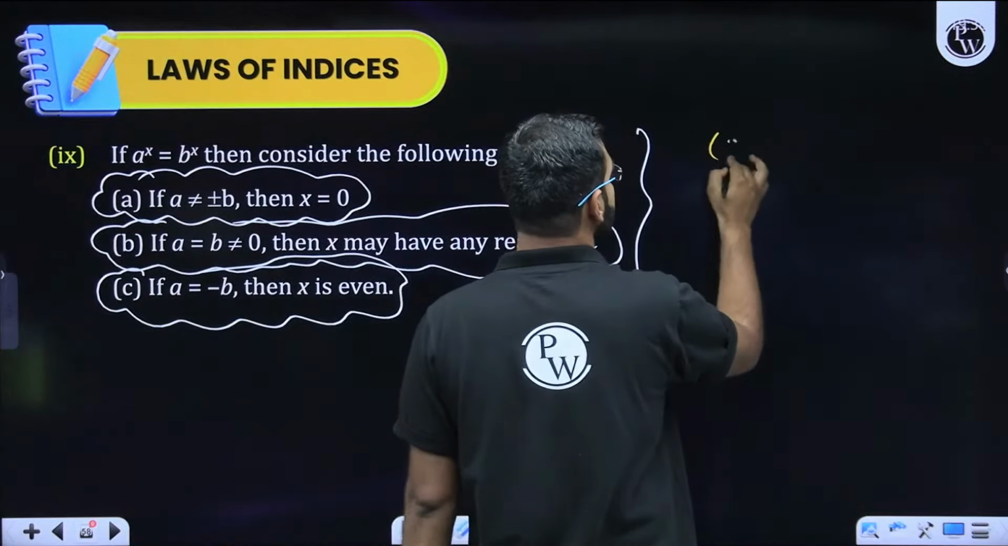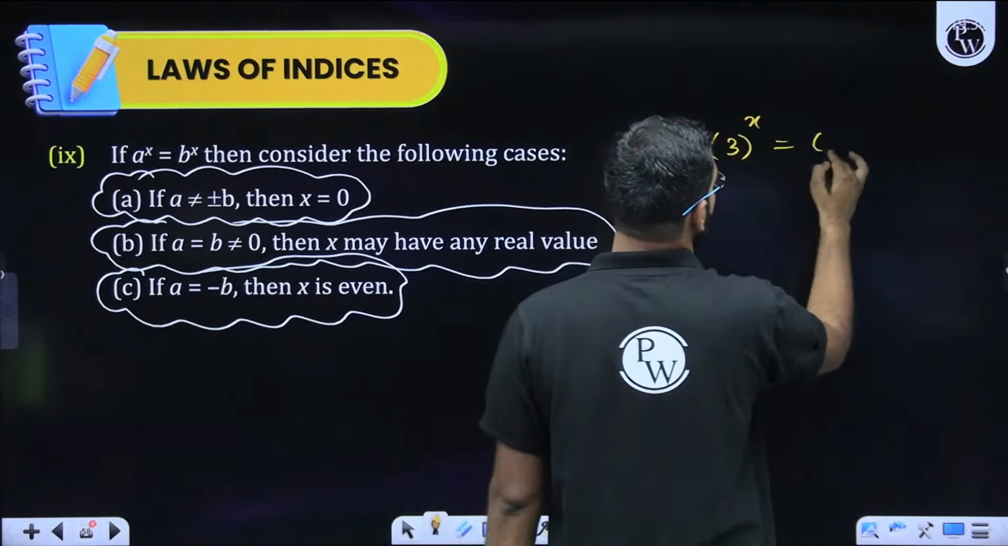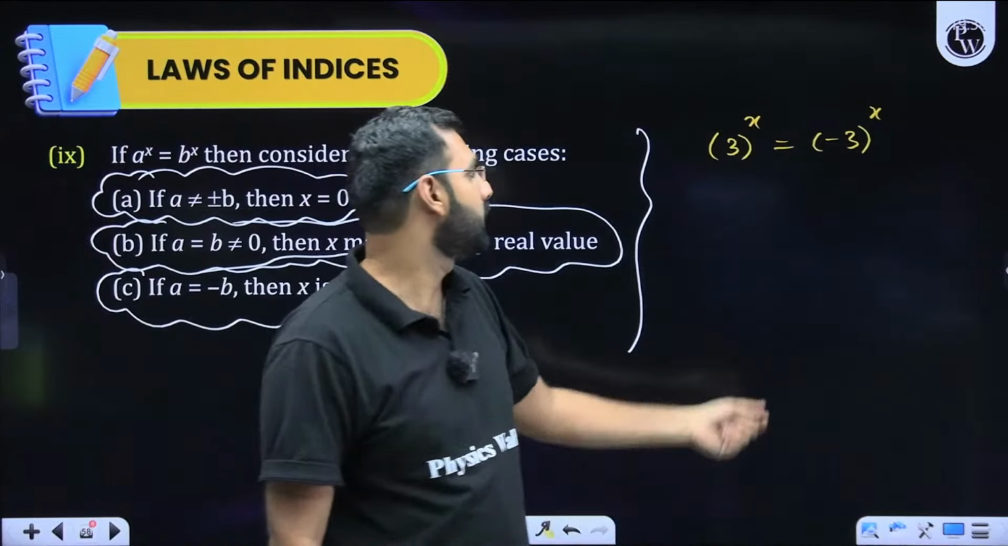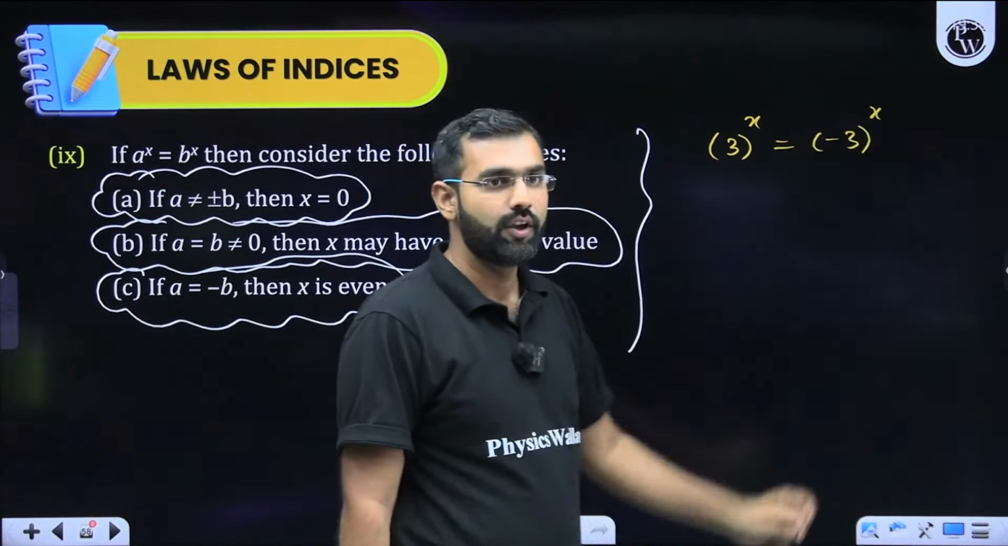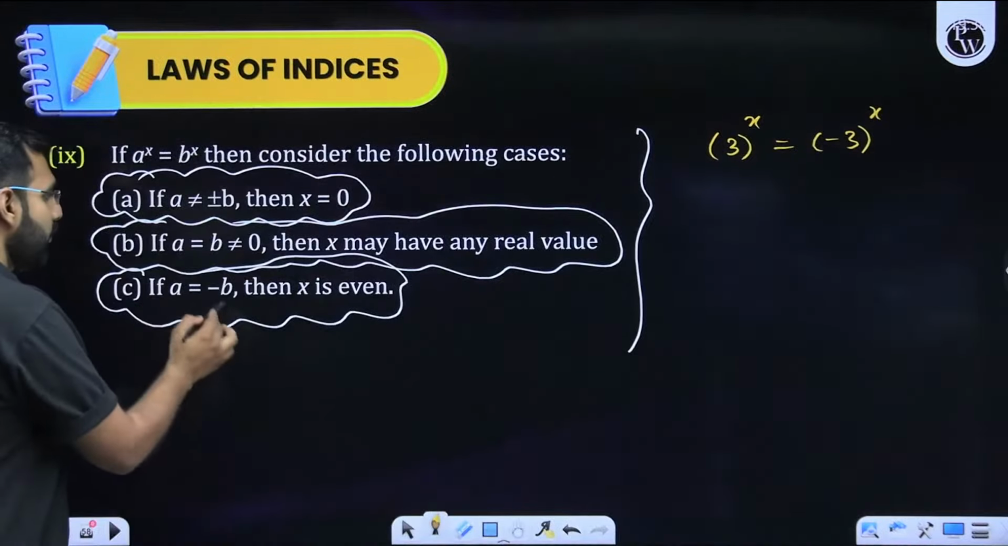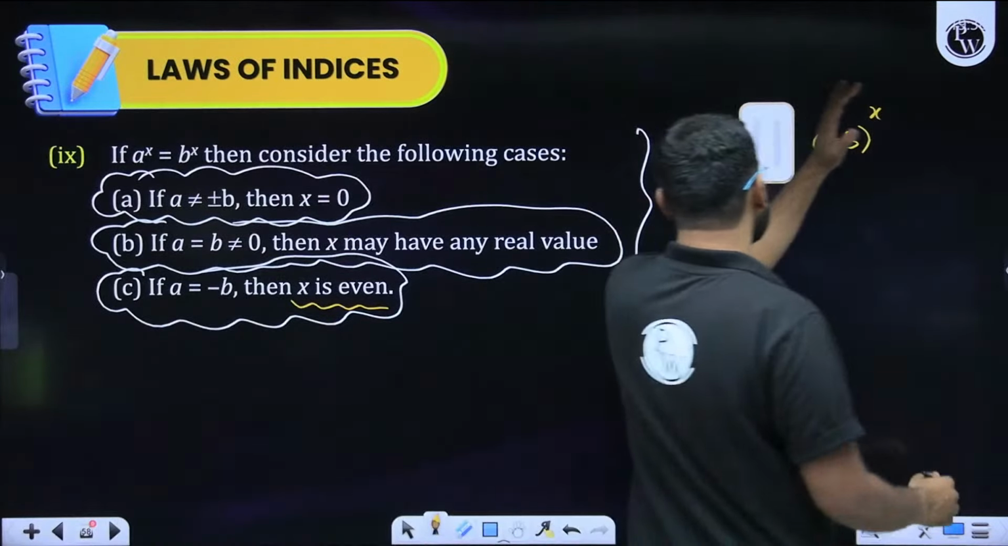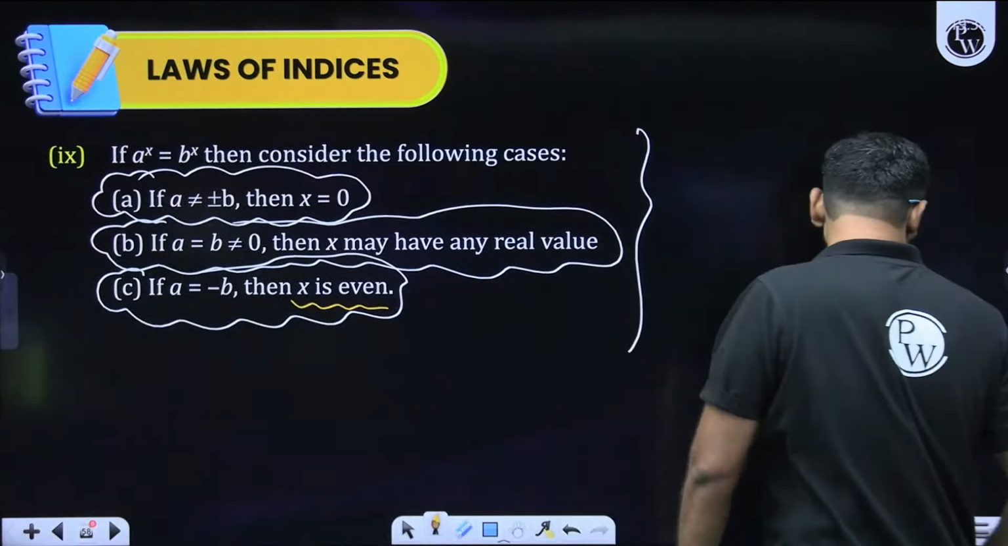Let's say I say 3 to the power x is equal to minus 3 to the power x. Can it be true for any real number? I would doubt so, because here it will be true if x is found to be an even number. Because if x is odd, I hope you're realizing this will be positive, this will be negative. So if a is equal to minus b, then x should be an even number. So all three cases are very well understood by you all. Can I move ahead from here?